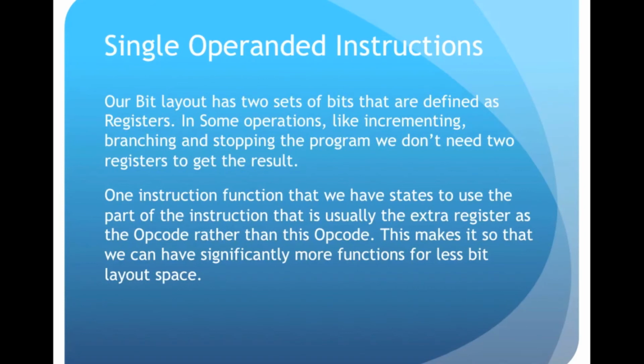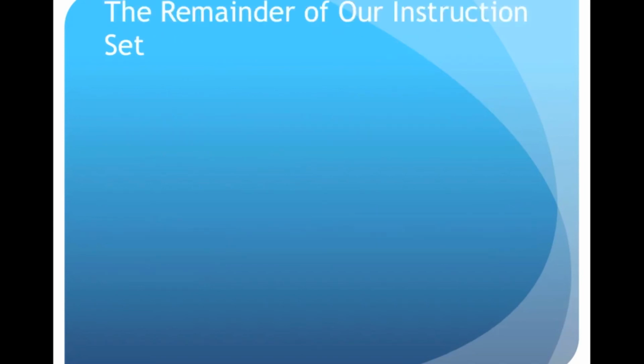This makes it so that we can have a total of 4 double operanded instructions, minus 1 because one of those functions has to be the single operand instruction, and then you have 8 other instructions. If you add it all up, that makes a total of 11 functions rather than 4. That's really convenient for us, because otherwise we couldn't do much with our bit layout, since it wouldn't allow much space for us to program anything. And here's the remainder of our instruction set, finally, yay!